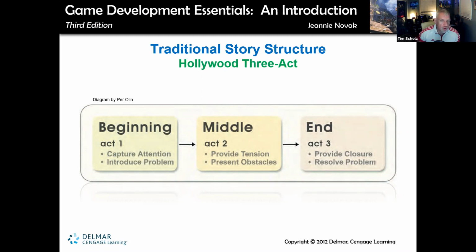The first traditional story structure is your Hollywood 3-act story structure, which means that we have a beginning, a middle, and an end. Very basic. When you look at the slide, the purpose of the beginning is to capture the attention and introduce the problem. In most Hollywood movies, at the beginning something happens to capture your attention, and then draw that attention to the problem that the rest of the movie is about, so that you follow through the story.